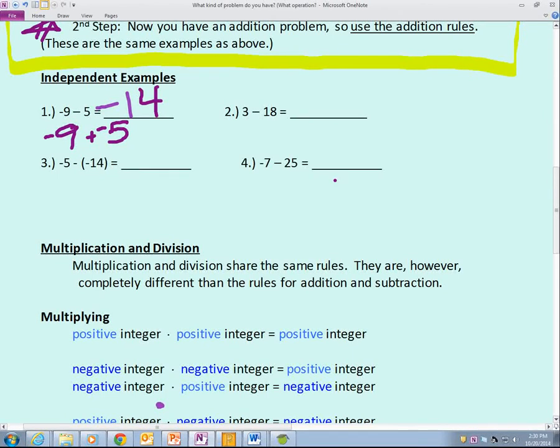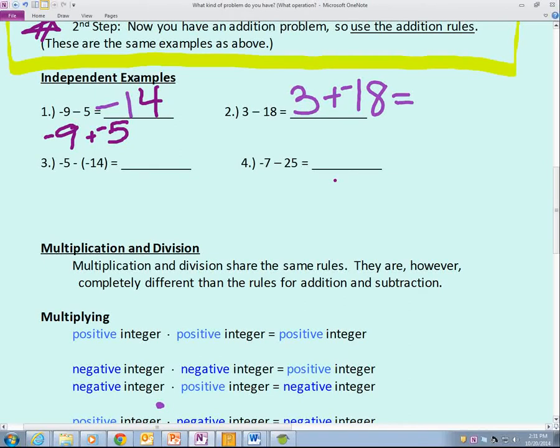Okay, next one. Number 2. How did we set this one up? Blake? Yep. Beautiful. 3 plus negative 18. And now we can see which one of those has a higher absolute value, so we know that the answer, or the sum, is going to be negative.